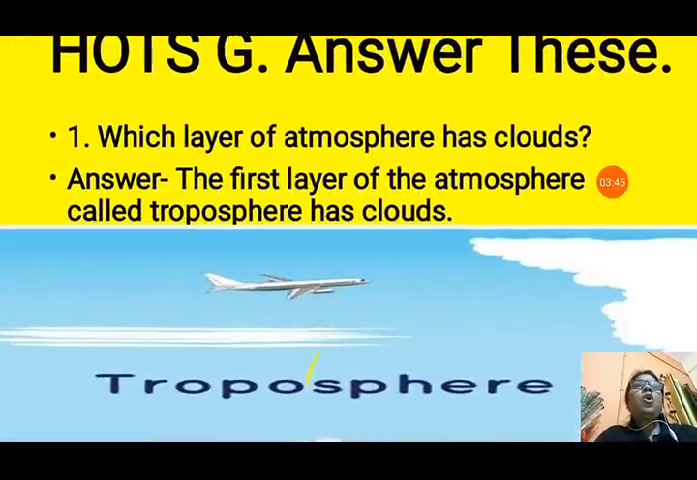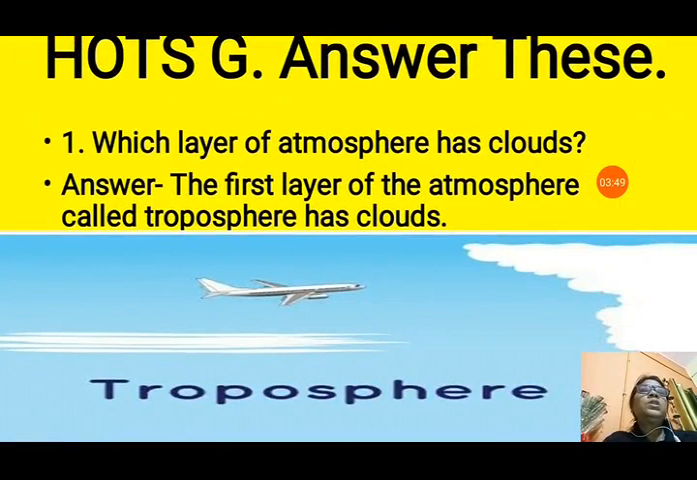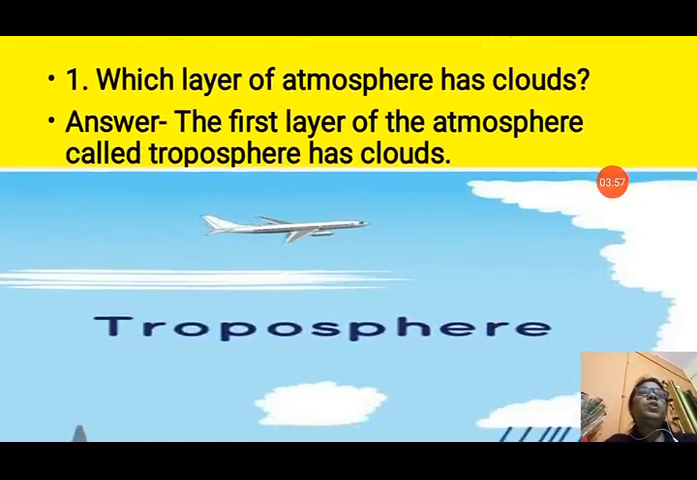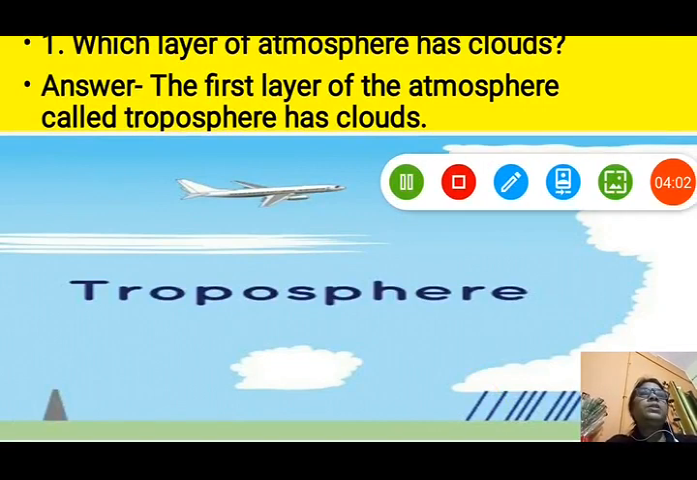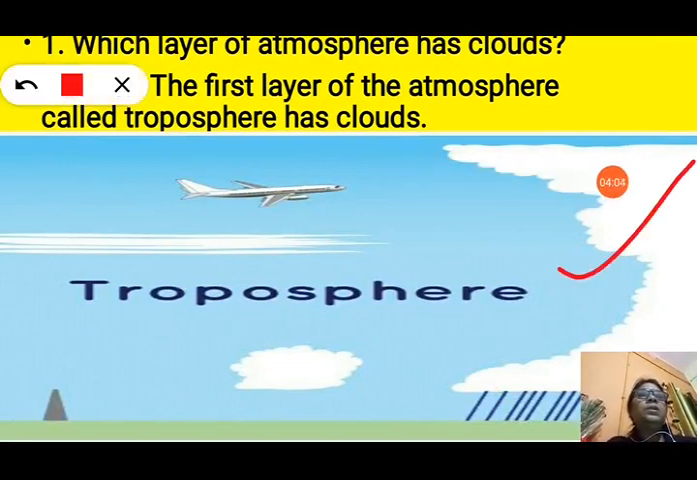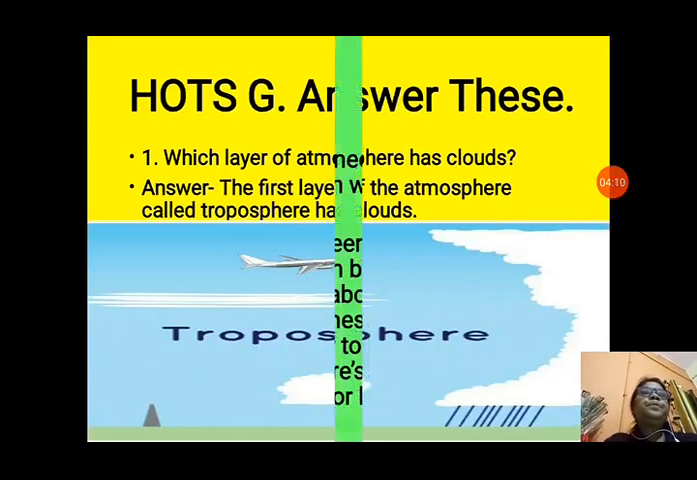Now, we will start HOTS question, HOTS G number. Answer this. First question is, which layer of the atmosphere has clouds? The first layer of the atmosphere, called the troposphere, has clouds. We live in this sphere only, and all the weather changes occur in this sphere. You can see here clouds are present. It gives rain also. So, the troposphere is the layer where clouds are present.